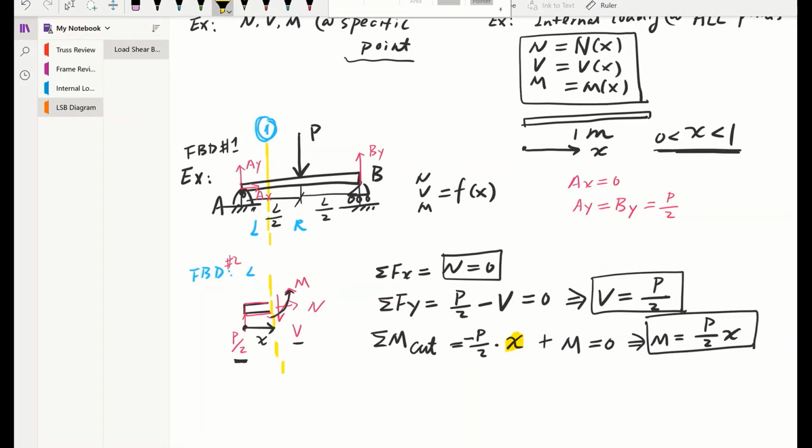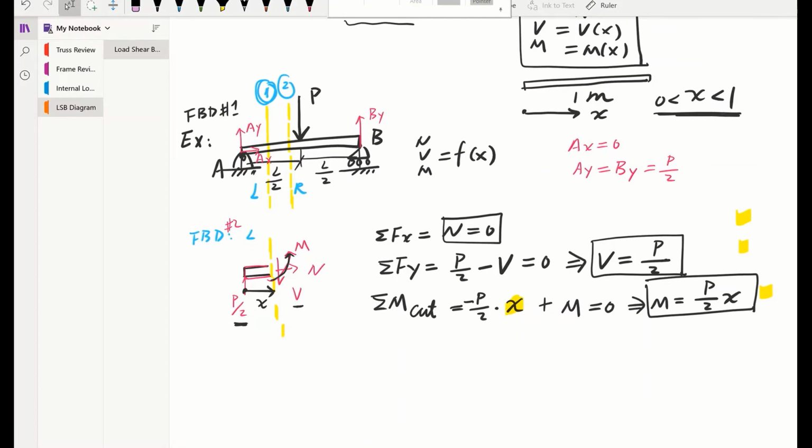Now I want you to think about it. If I were to make another random cut right here to the left of this force P, do you think we're going to get the same results as what you just had over here? If I make this the second cut, will we? The answer is yes. You're going to get the same answer. A quick proof for that.